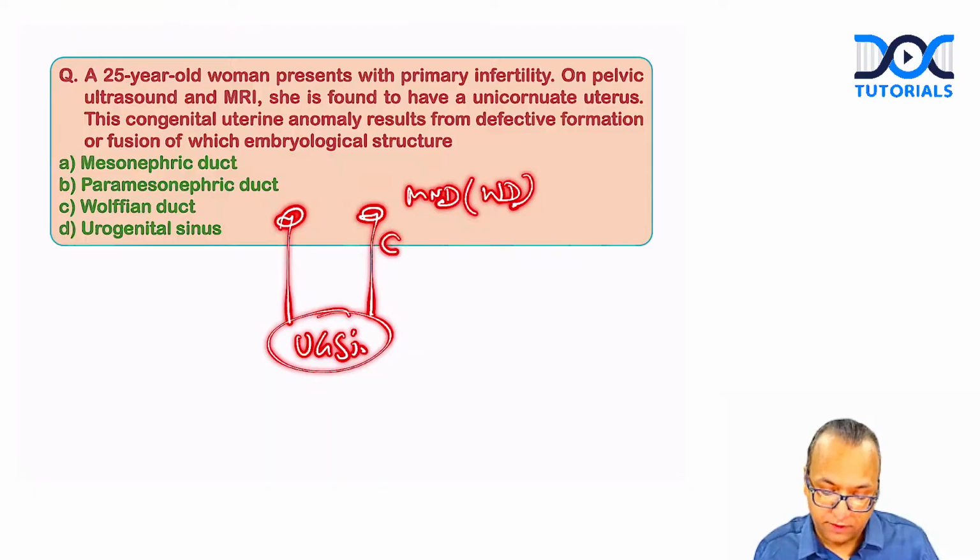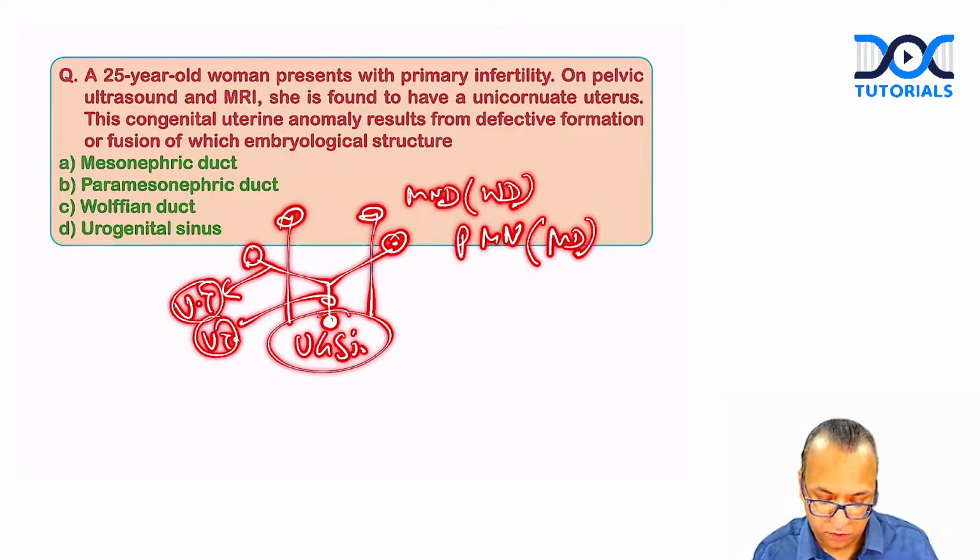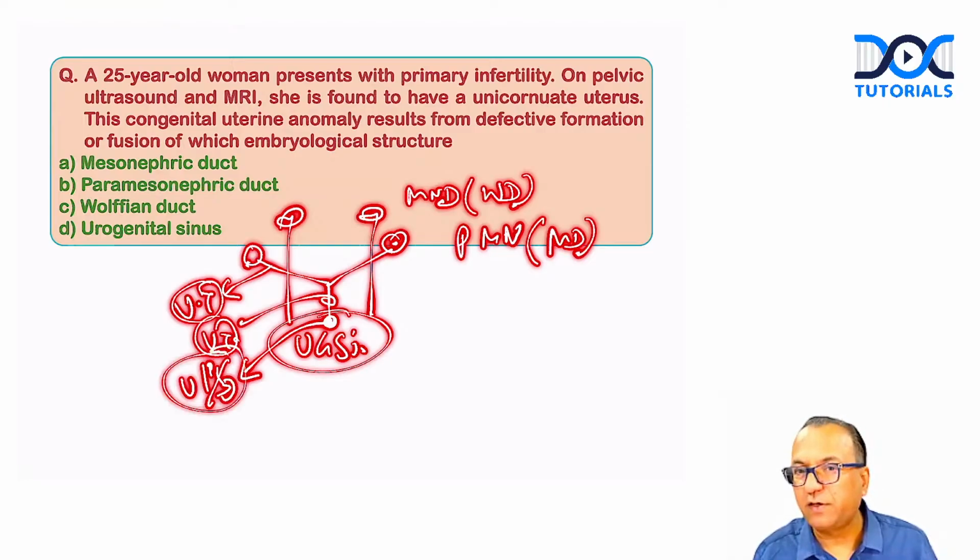Now on the side of that will come the paramesonephric duct, which is the Mullerian duct. They unite in the midline, and then they open into the posterior wall of the urogenital sinus. They will form the uterine tube and uterus, and also the upper 1/3 of the vagina. So it is paramesonephric duct because it is on the side of the mesonephric duct.